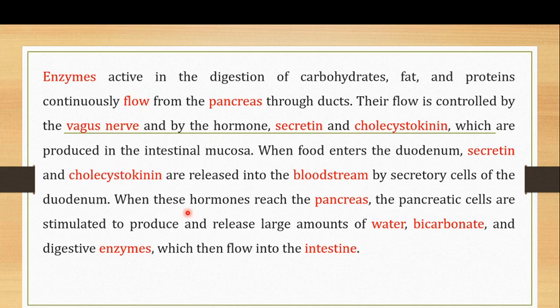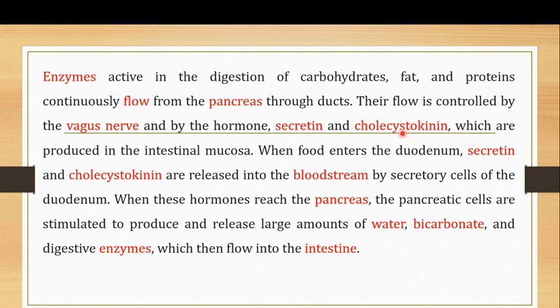Now, in this particular video, I want to focus on the function of two important hormones. One is known as secretin, and the other one is known as cholecystokinin. When we say that the enzymes are released from the pancreas, the liver and the gallbladder, or especially from the pancreas, into the duodenum, this helps in the neutralization of the stomach gastric juices, and also helps in the digestion of foods by providing enzymes to the duodenum.